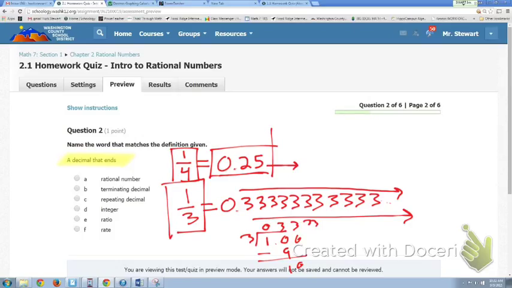Okay, and so as you're looking at these two examples, this may help you remember the definitions. But again, watch another video about decimals that end here, and maybe that'll be helpful for you.